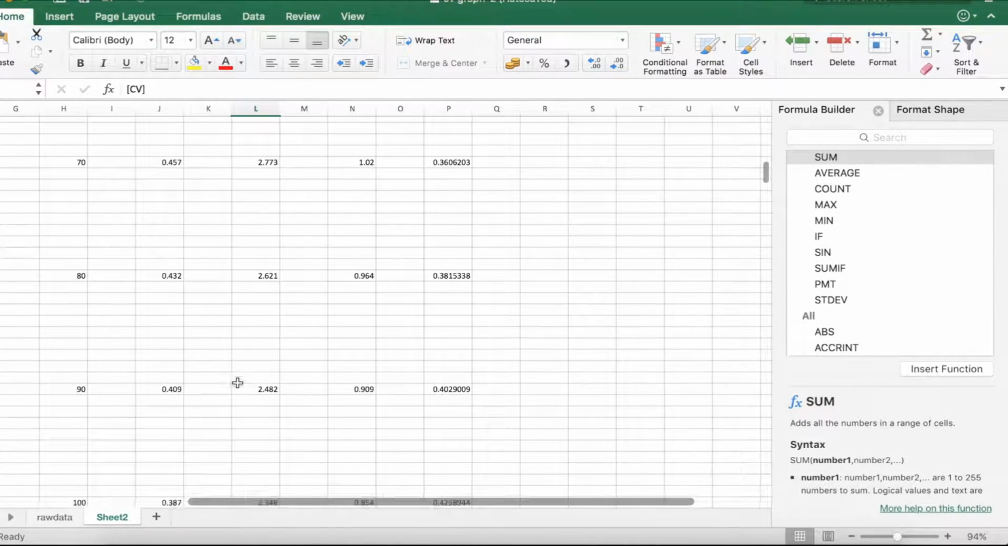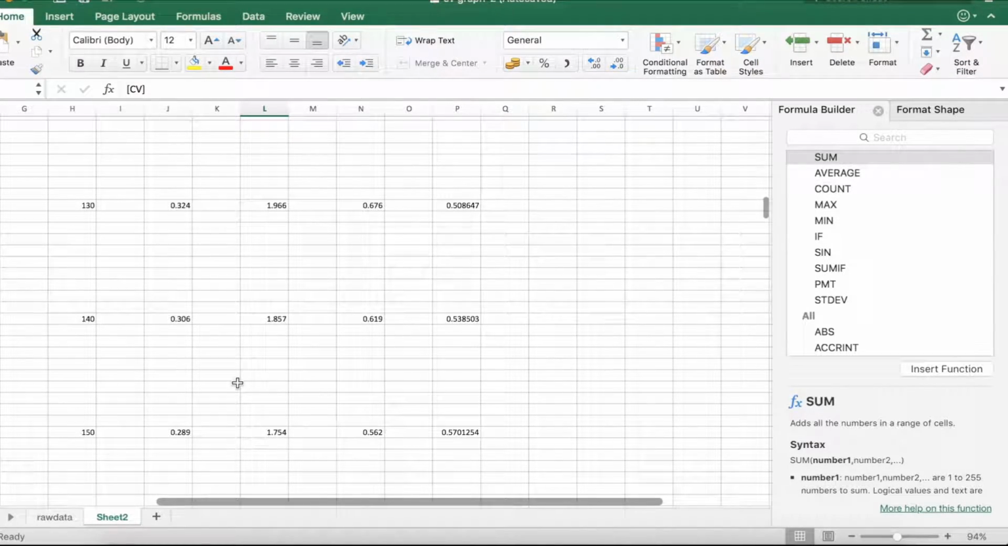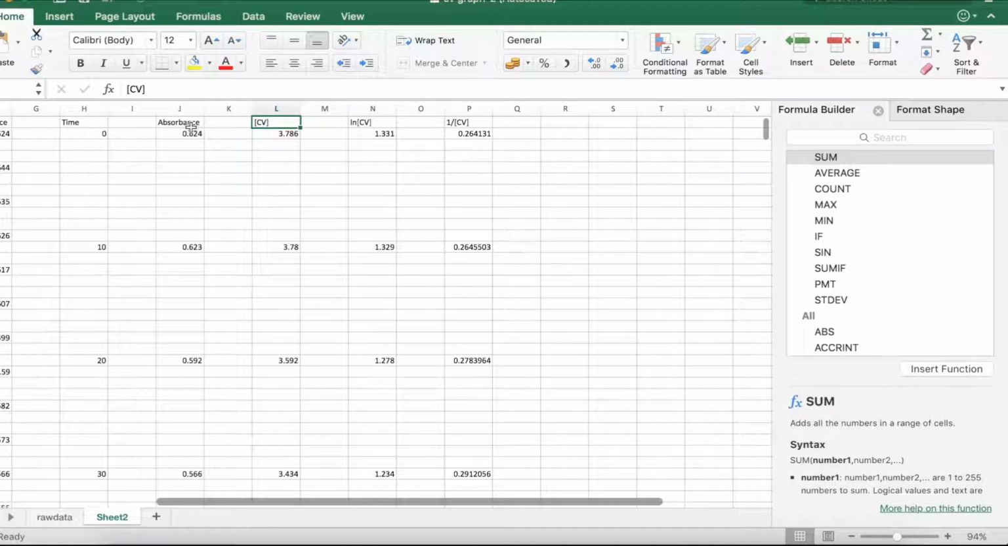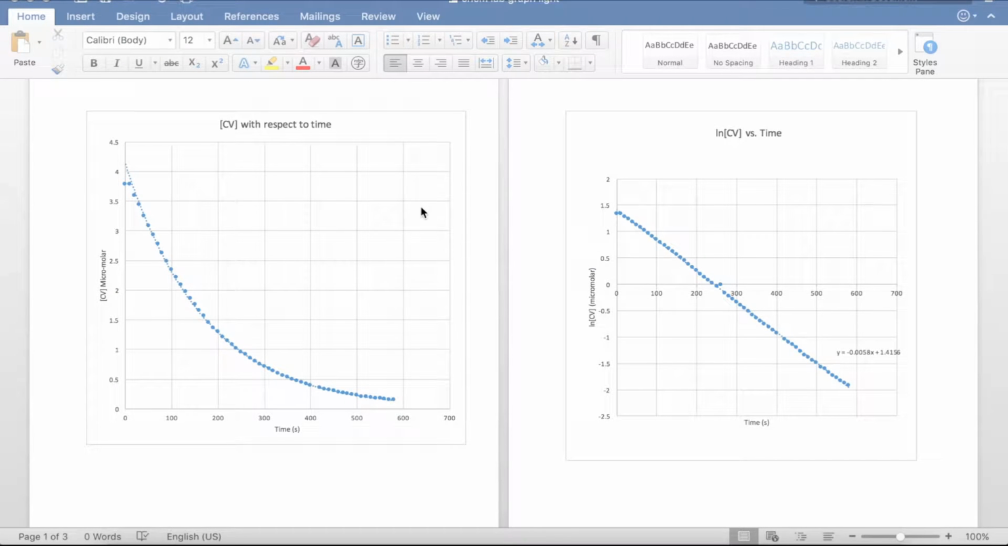And of course, you can compute it with every other value, and using the Excel functions, you can definitely insert a formula for these. And the same goes for the natural log and the 1 over concentration. This is going to help you determine the reaction order. So the data here is shown from the previous points, and the fact that CV with respect to time is not linear means that the reaction order is not 0.